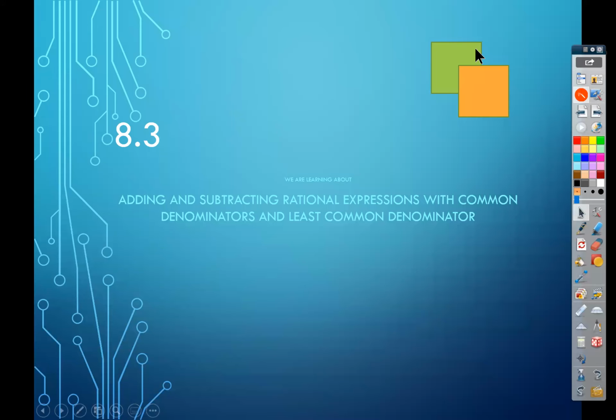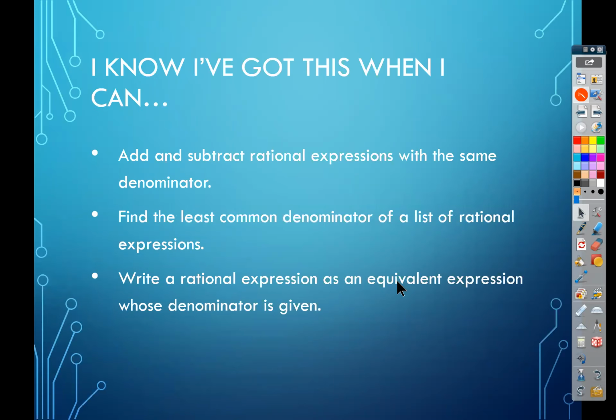We are learning about adding and subtracting rational expressions with common denominators and least common denominator. I know I've got this when I can add and subtract rational expressions with the same denominator, find the least common denominator of a list of rational expressions, and write a rational expression as an equivalent expression whose denominator is given.